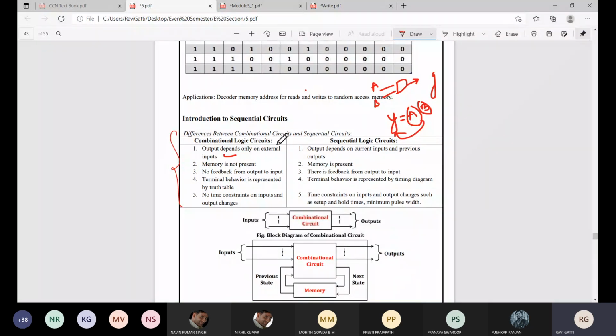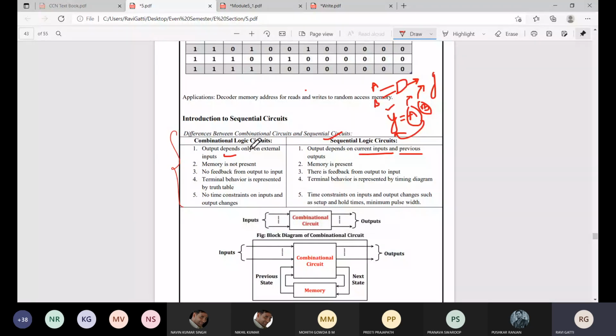Where the output depends only on the present inputs of the given signal, we call it a combinational circuit. If the output depends on the current inputs and also some previous inputs, such circuits we call a sequential circuit. It does not depend only on A and B, it should depend on the previous value of A and the previous value of B. That is one difference.